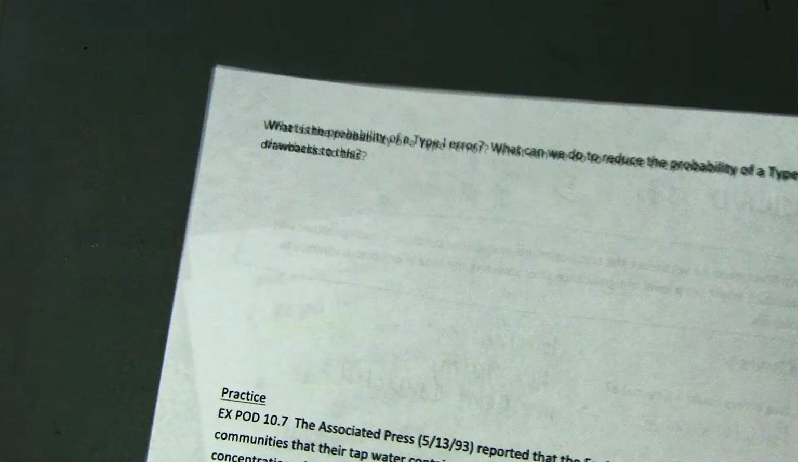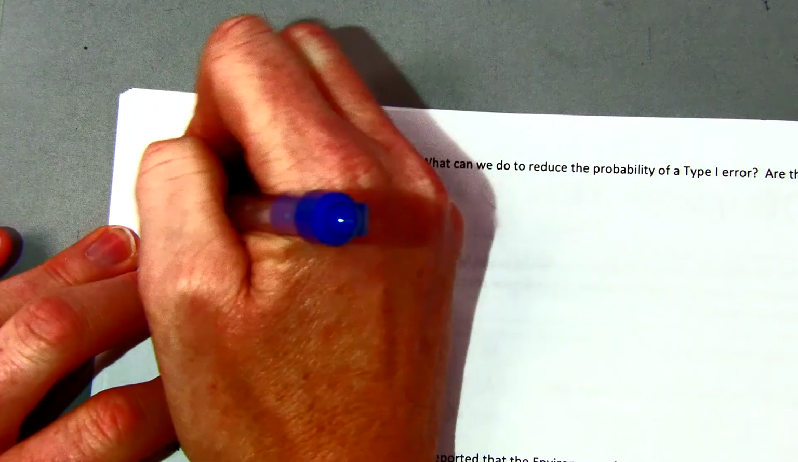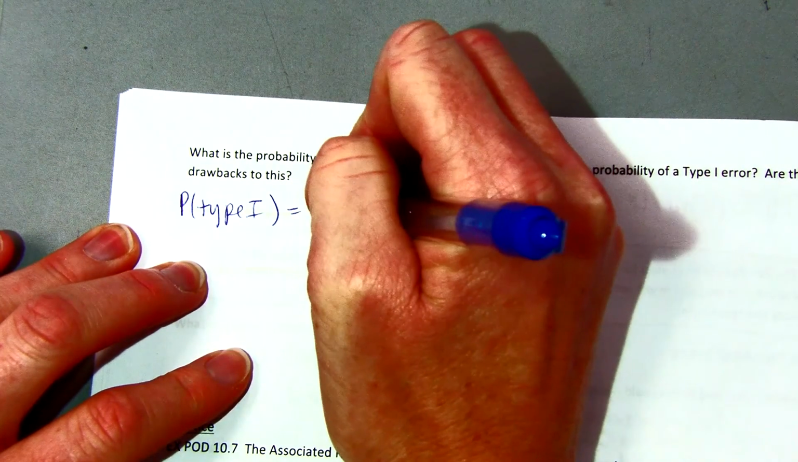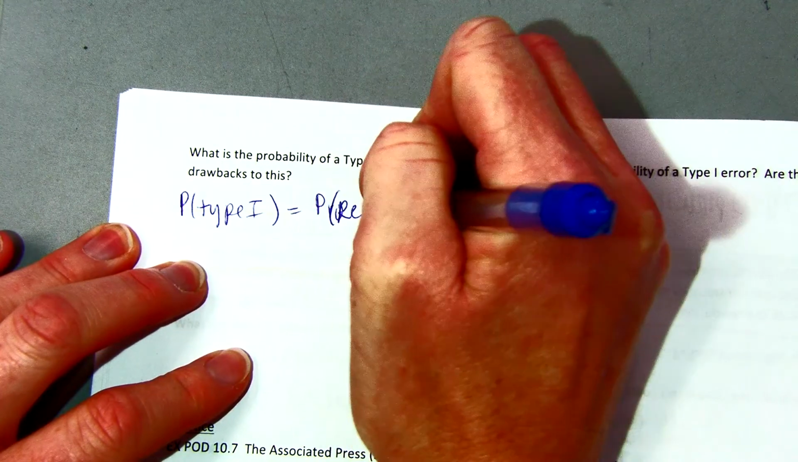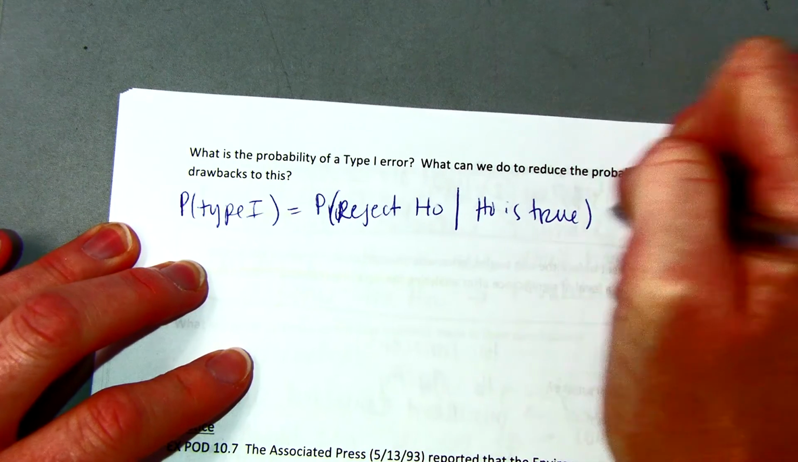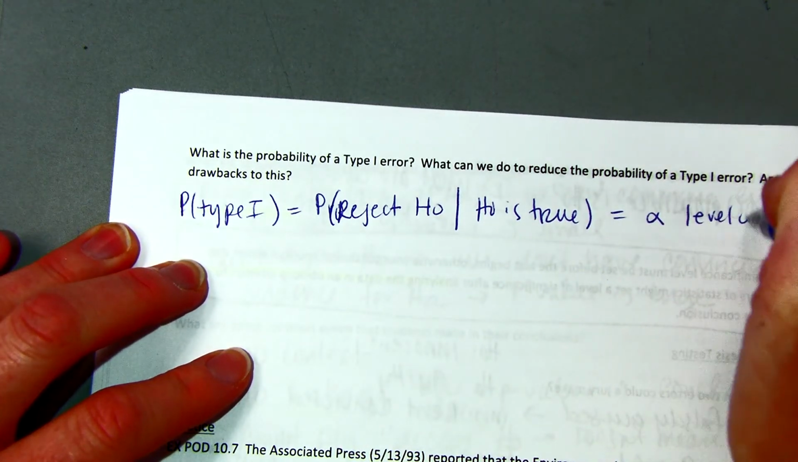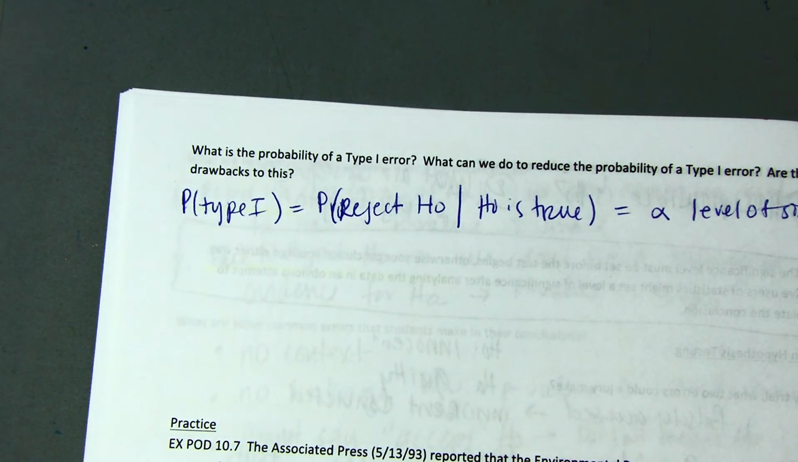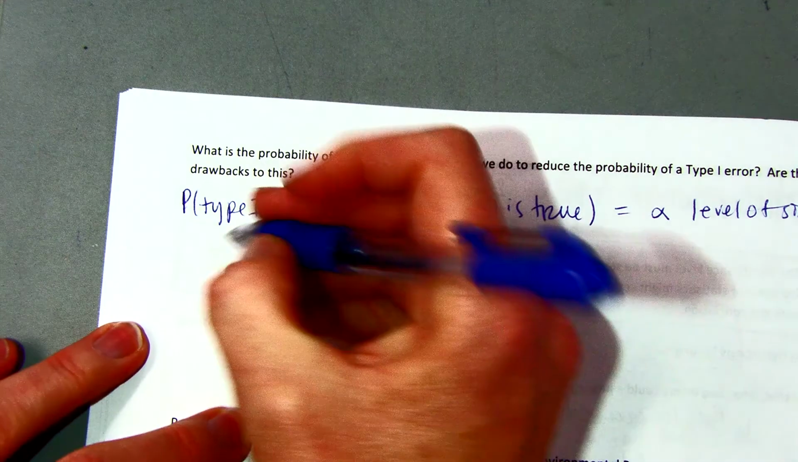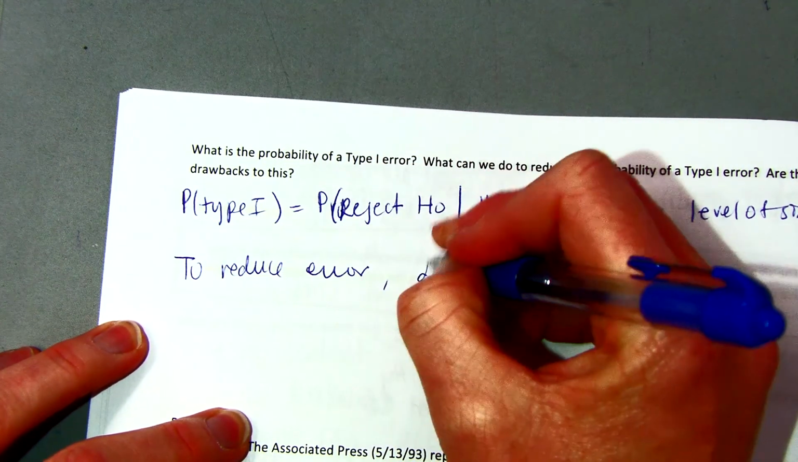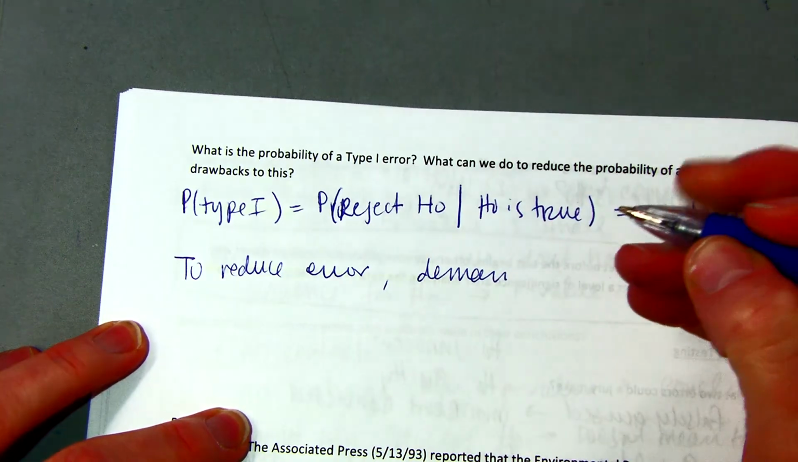Now, the probability of making a type 1 error, as I just described, is alpha. So the probability of a type 1 error, it's actually a conditional probability. It's the probability that we reject the null hypothesis given that the null hypothesis is true. So this is alpha. It's our level of significance. So how do we reduce this error? To reduce this error, we demand that the evidence be very convincing before rejecting the null.